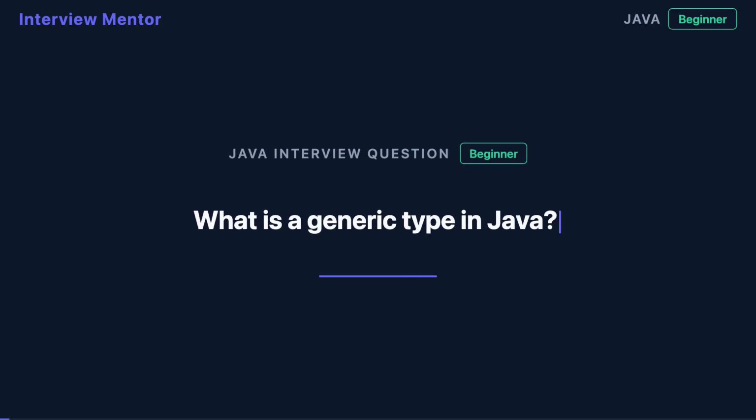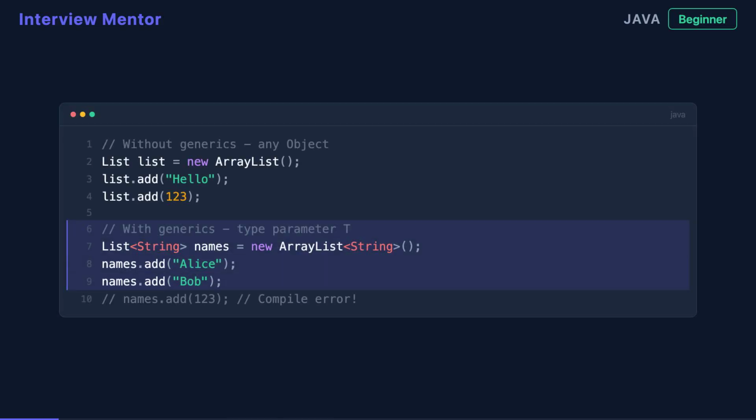Ever seen a ClassCastException crash your Java app at runtime? That's exactly what generic types prevent. Generic types let you parameterize classes and methods with type variables. Instead of writing a list that holds any object, you write List<T>, where T is a placeholder. At compile time, you specify what T actually is. This makes your code work with any type while staying type safe.